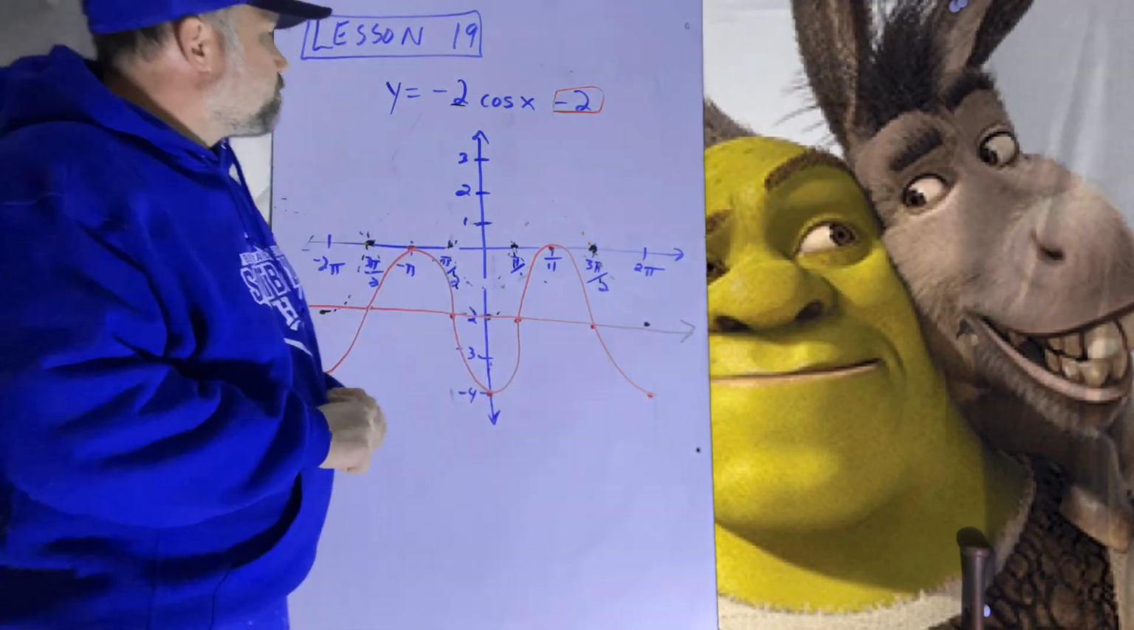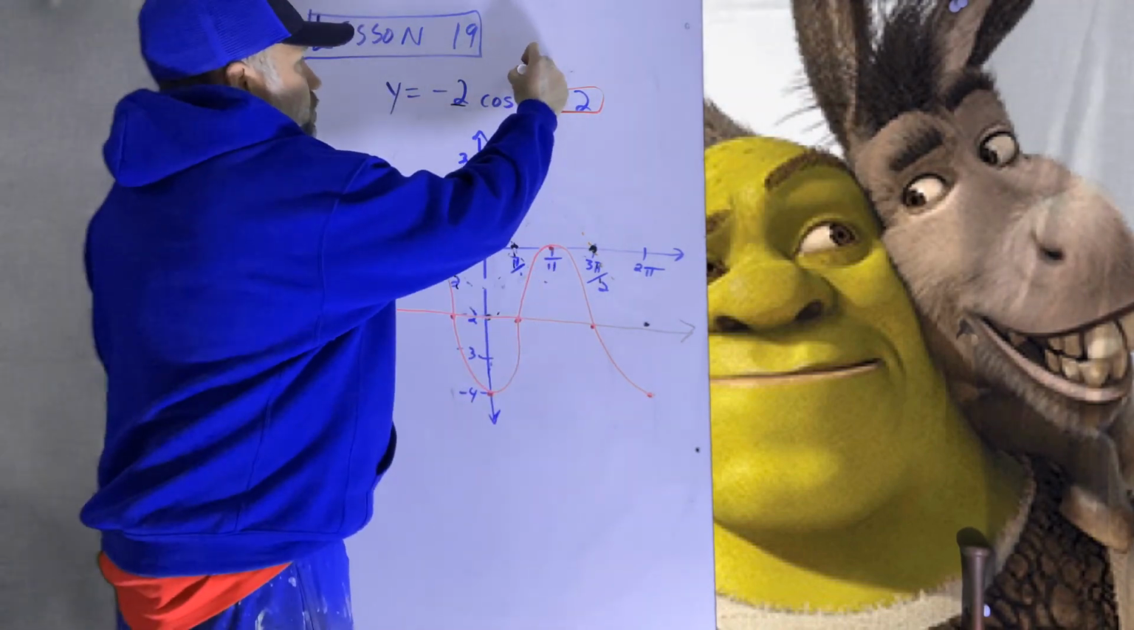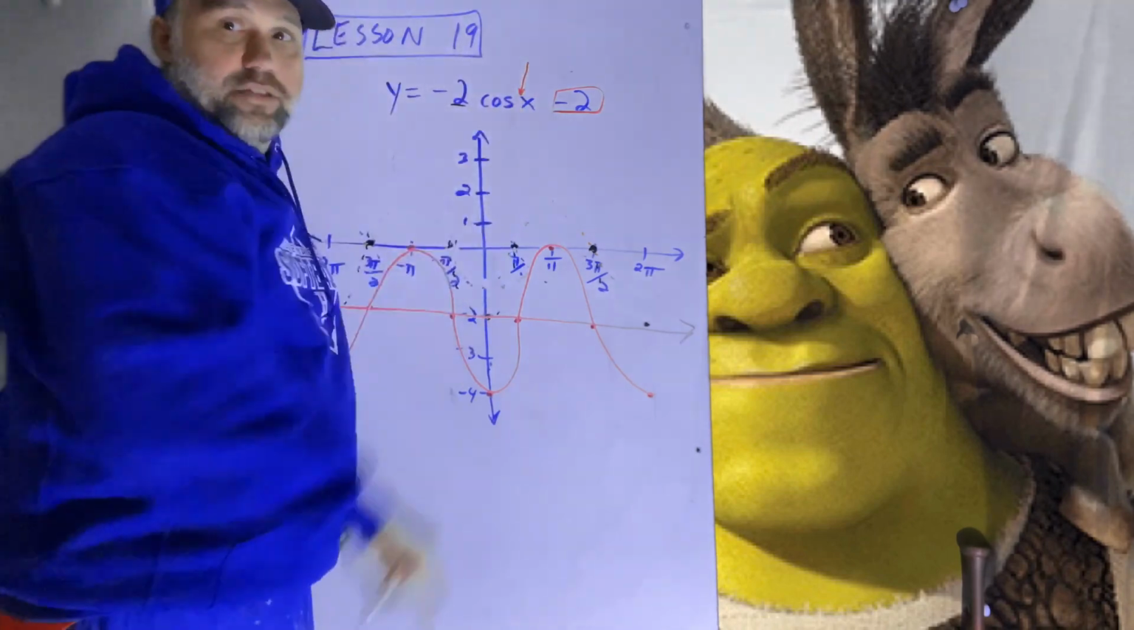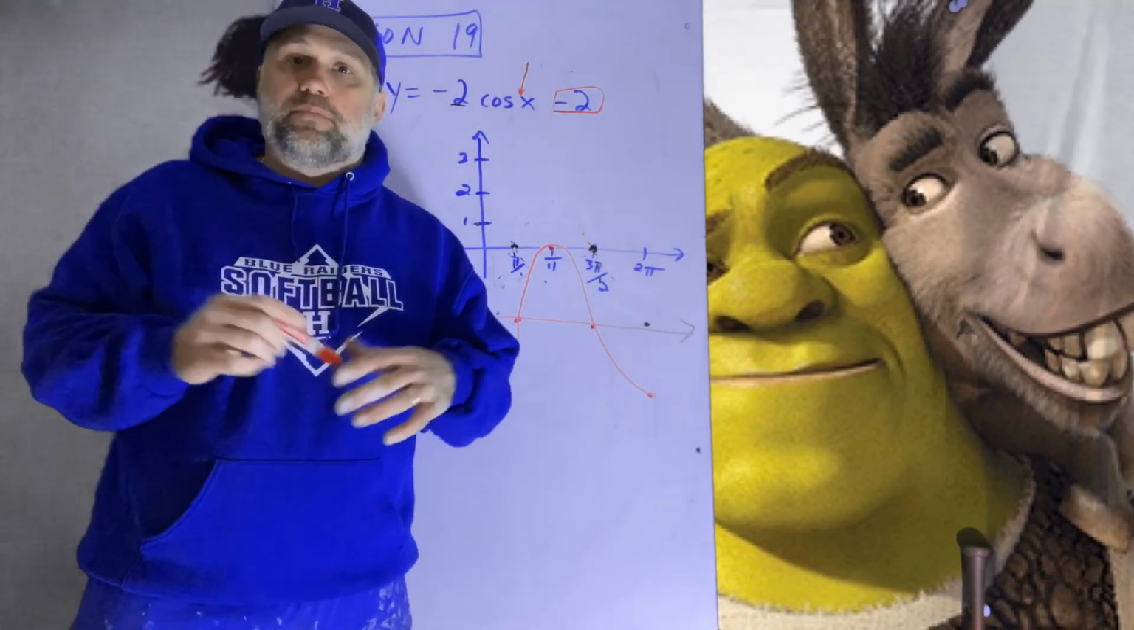In our next lesson, number 20, we are going to start looking at this b value right here, the number that's in front of the x. That complicates things a little bit.